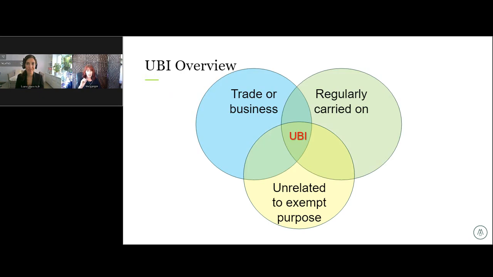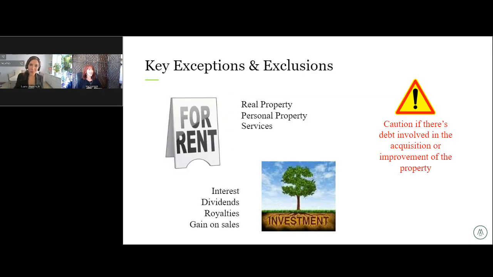So to bring that piece to a close, it has to meet all three of those legs of the stool in order to be unrelated business income. So Lauren, I'm going to turn it over to you for exceptions and exclusions.